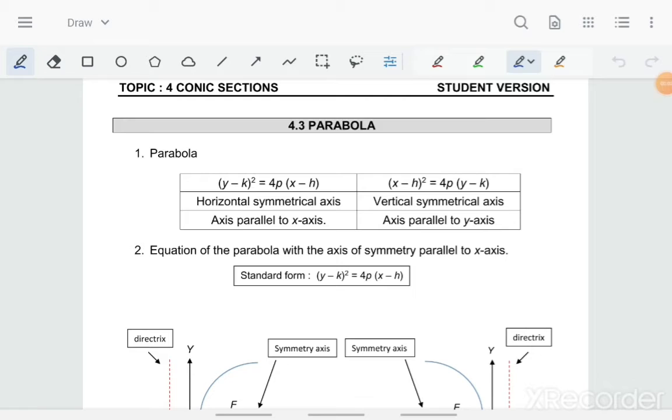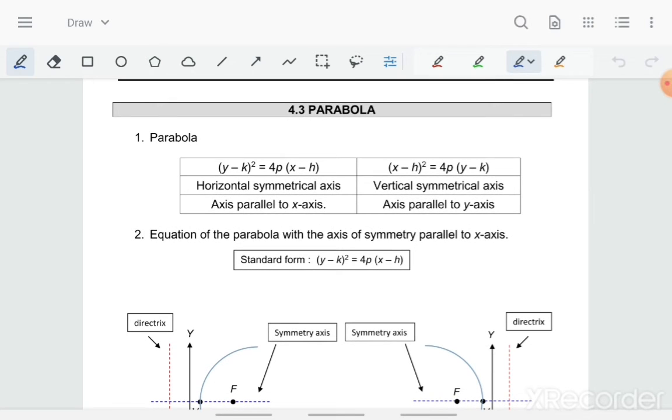I hope everybody is clear on the last chapter subtopics, 4.1 circle and 4.2 ellipse. And let's move on to the last subtopic, 4.3. We call that parabola.